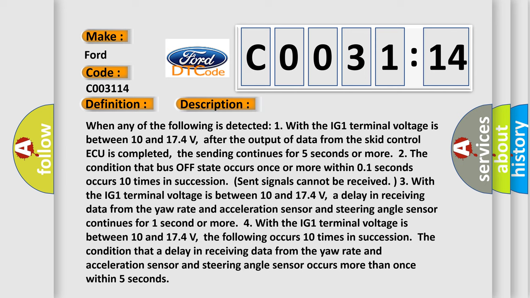Three, with the IG1 terminal voltage between 10 and 17.4 volts, a delay in receiving data from the yaw rate and acceleration sensor and steering angle sensor continues for 1 second or more. Four, with the IG1 terminal voltage between 10 and 17.4 volts, the following occurs 10 times in succession: the condition that a delay in receiving data from the yaw rate and acceleration sensor and steering angle sensor occurs more than once within 5 seconds.